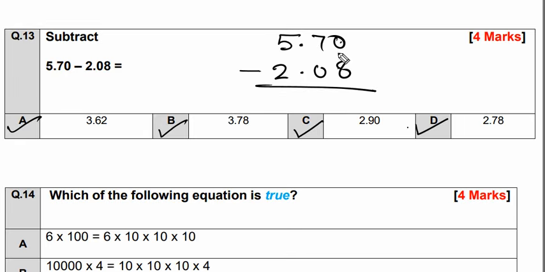Let's do this. Can I do 0 minus 8? No. Carry forward from here. So this is 10. Here minus 1. 10 minus 8, 2. 7 minus 1, 6. 6 minus 0, 6. 5 minus 2, 3. So that's your answer.